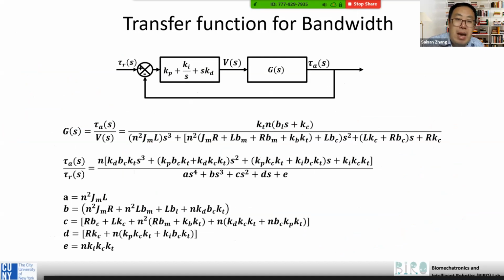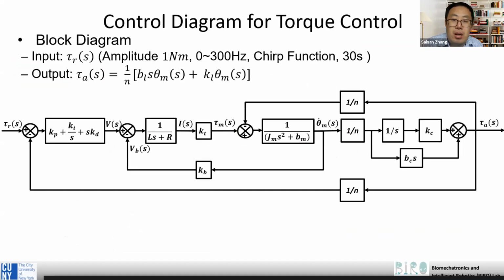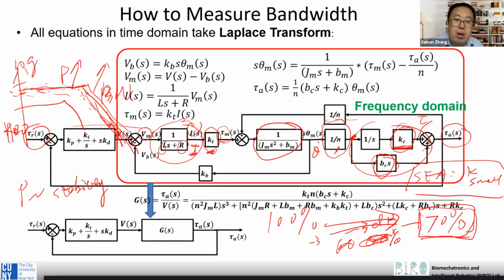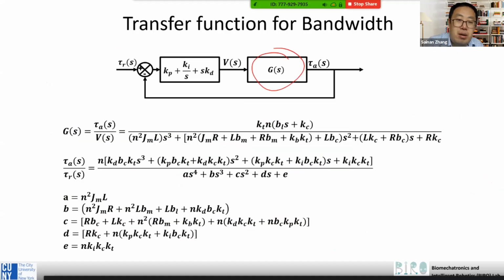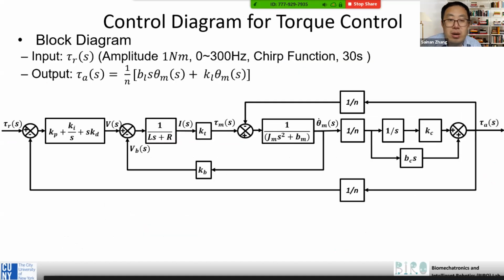So basically, we can model this. This red block is essentially this G here, and here you have the PID. This is your PID. And basically you can derive this kind of transfer function. We already derived this for you, so this is the relation here.